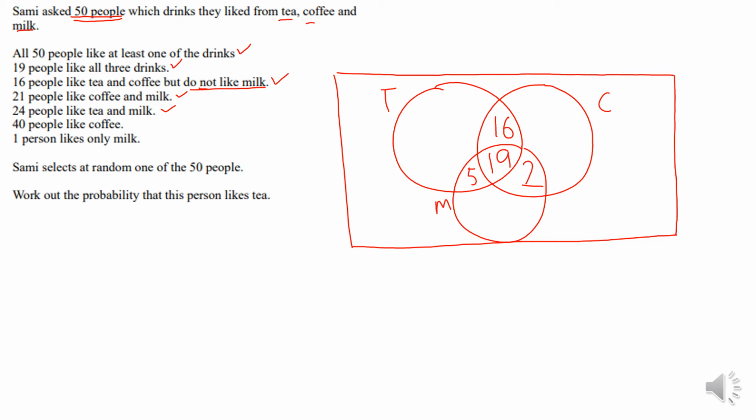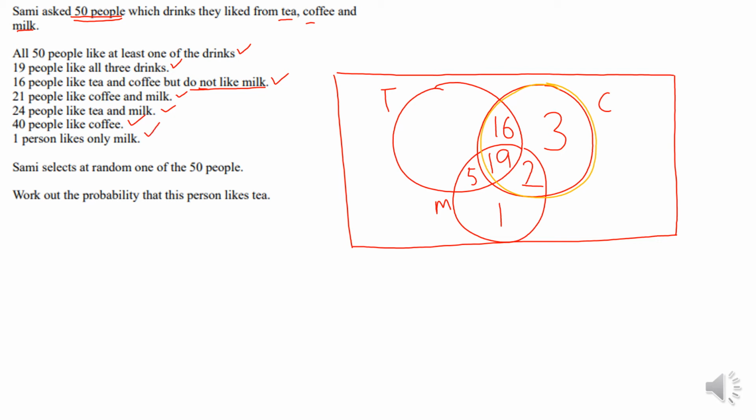And then in total it says 40 people like coffee. So what you need to be doing up here is looking at this circle up here for the coffee, and it says here that in total 40 people like coffee. So 16 and 19 and 2 are already in the coffee section. 16 plus 19 is 35 plus 2 is 37. 40 take away 37 is 3, so we could put 3 up here. And it says here only one person likes milk, so you can't do anything else except just write 1 up there for the milk up there.